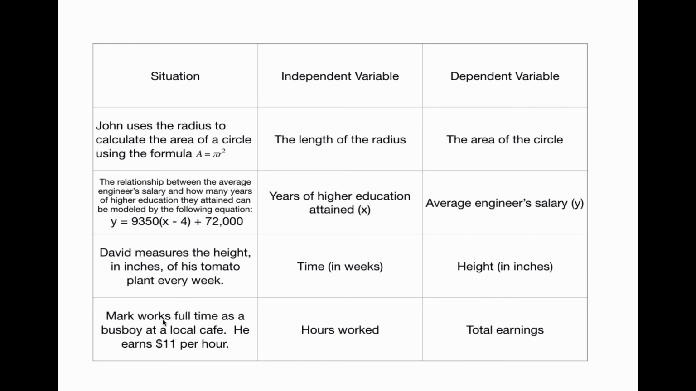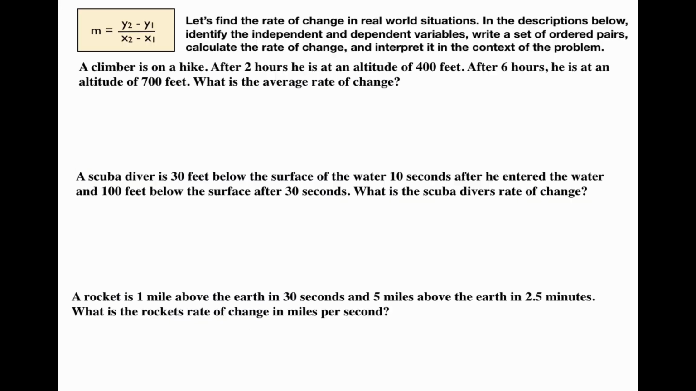And finally, Mark works full-time as a busboy at a local cafe. He earns $11 per hour. So if he earns $11 per hour, the more hours he works, the more money he makes. So the independent variable would be the hours worked, and the dependent variable would be the total earnings, or the amount of money that he makes.